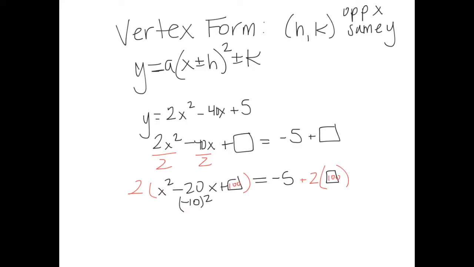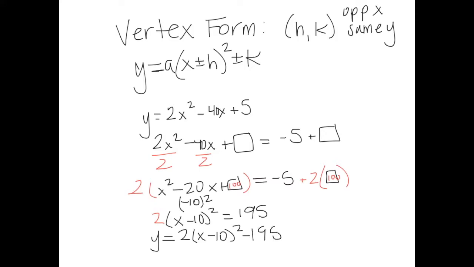So on this side, this is pretty easy. We're going to have x, bring this down, minus 10 squared, put the 2 on the outside, equals whatever negative 5 plus 2 times 100 is. Negative 5 plus 2 times 100. That is 195. So now to keep it in perfect vertex form, you are going to keep what's on the left and scooch over that. So it's negative now.